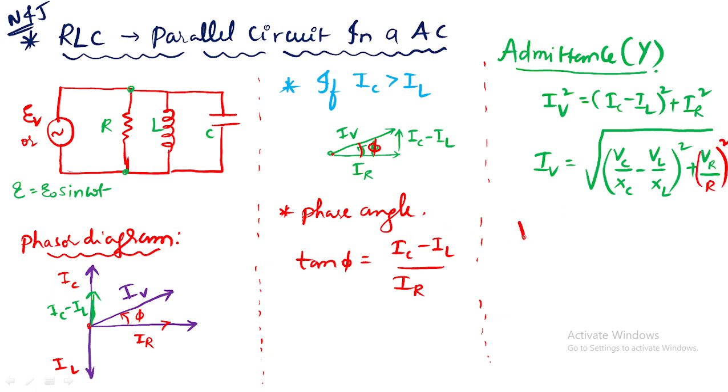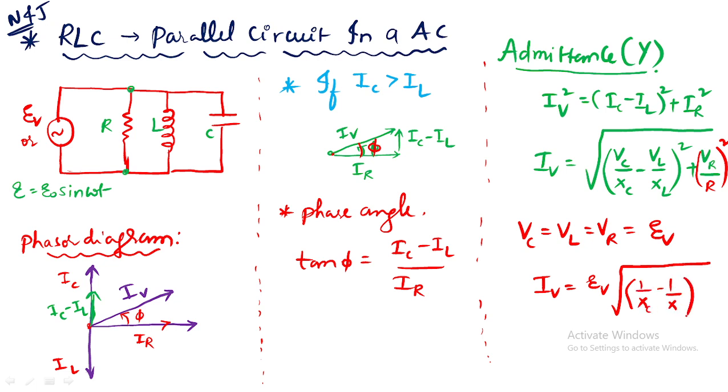Now we know that V_C is equal to V_L is equal to V_R, which is E virtual value. Yes or no? Now I can take it all outside. So I_V equals E_V times the square root of (1 divided by X_C minus 1 divided by X_L) whole squared plus 1 divided by R squared. Can I write like that?